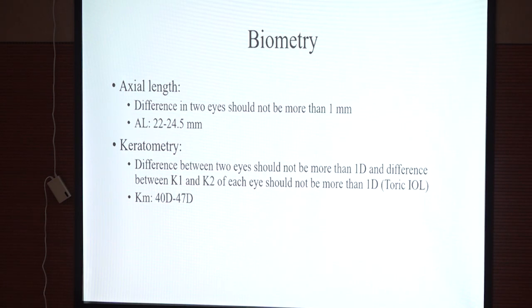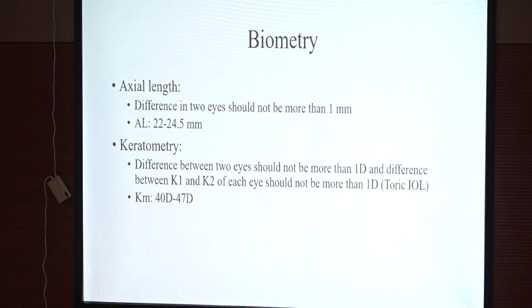Similarly, for the keratometry, the difference between the two eyes should not be more than 1 diopter, and the difference between the K1 and K2 of one eye should not be more than 1 diopter. If it is more than 1 to 1.5 diopter, that means an astigmatism is present. So a simple spherical correction of the IOL is not going to provide a 6/6 vision to the patient post-operatively, and hence in such cases you will have to decide about the toric IOL.